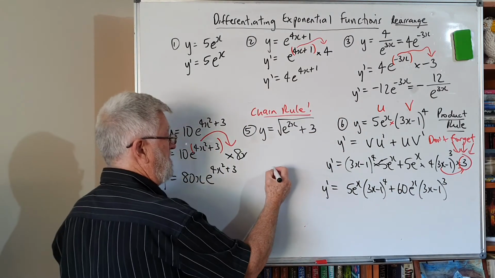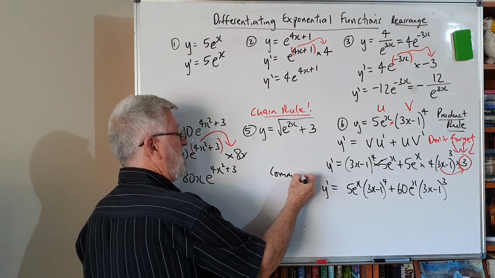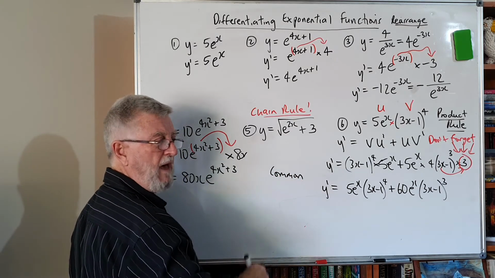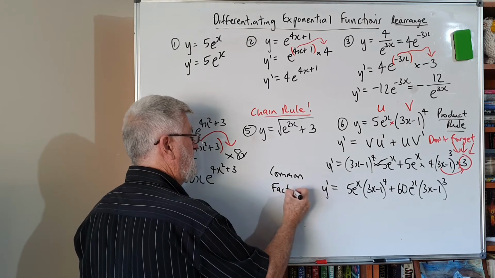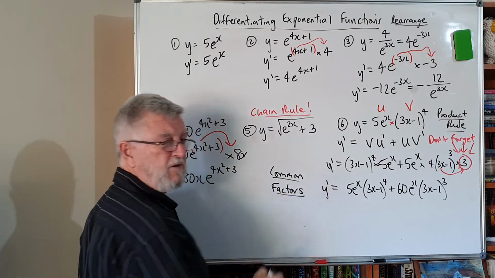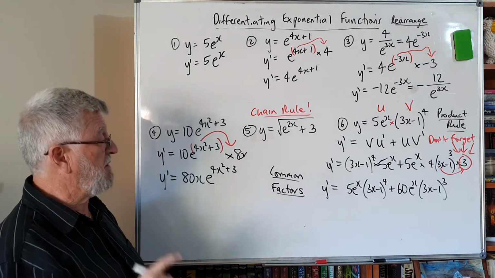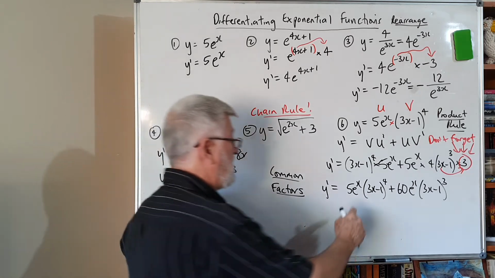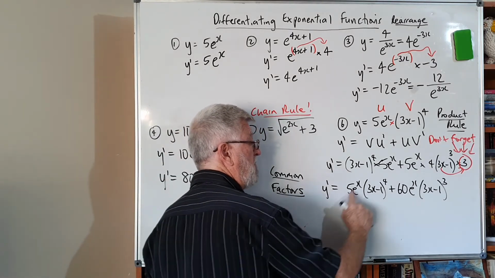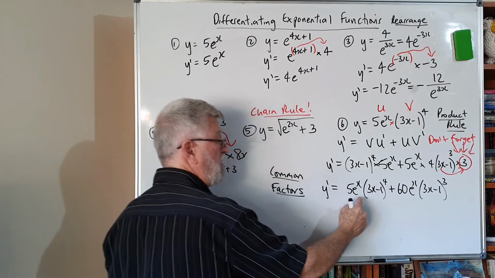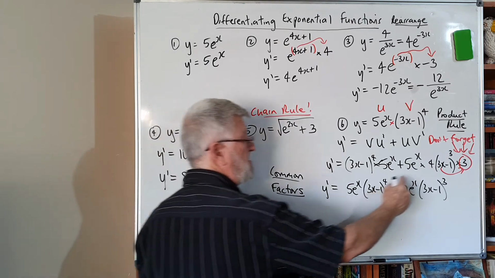I keep nagging about the most commonly forgotten piece of maths, which is common factors, especially when you're factorising all the time. We've got a 5 in here, which is in common there. We've got an e to the x here, which is in common there.